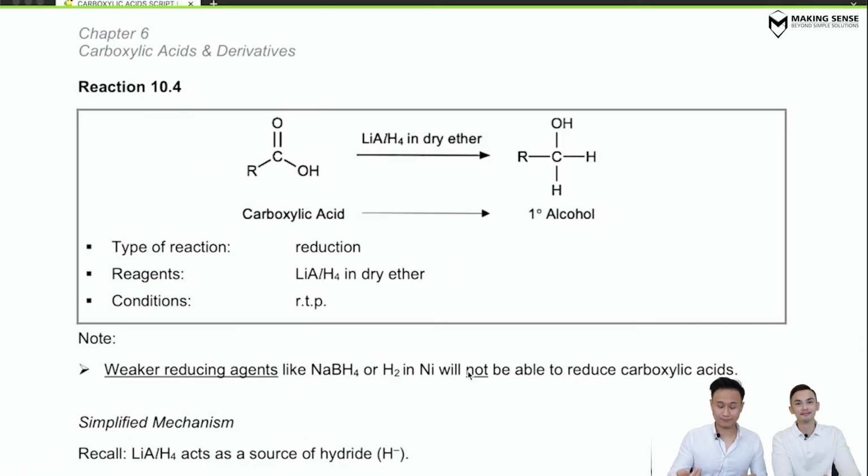Alright guys, so in reaction 10.4, what we have here is the reduction of a carboxylic acid. So carboxylic acid becomes a primary alcohol, take note, reduction reaction, and the reagent they're going to use here is lithium aluminum hydride in dry ether. Now, Mr. William, tell me, reduction, is it the gain of hydrogen or the loss of hydrogen? It's a gain of hydrogen. And what about oxygen? Oxygen is the loss of oxygen.